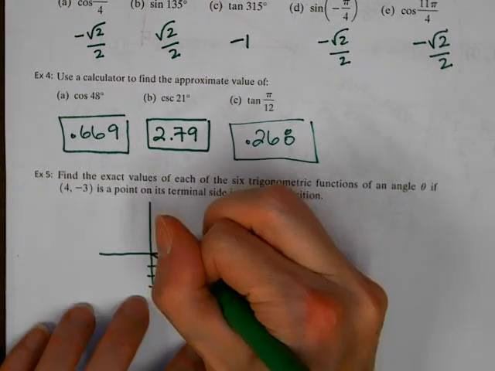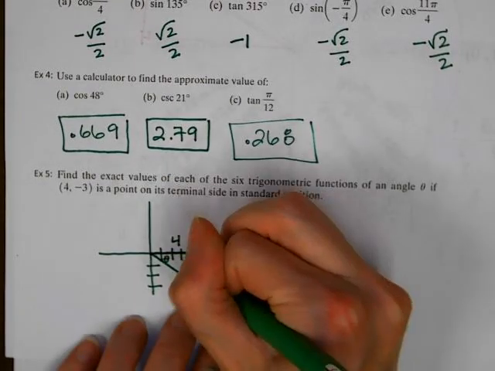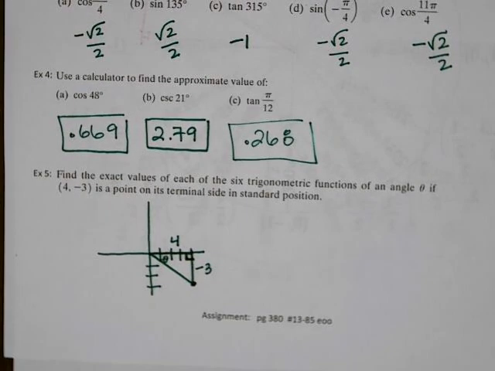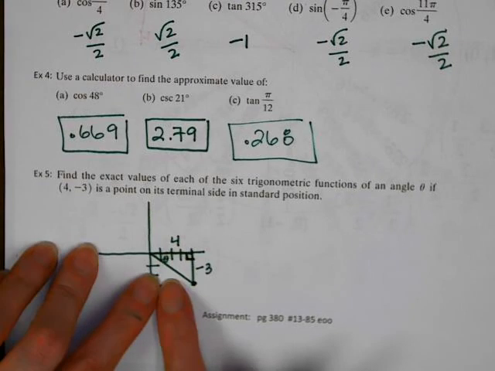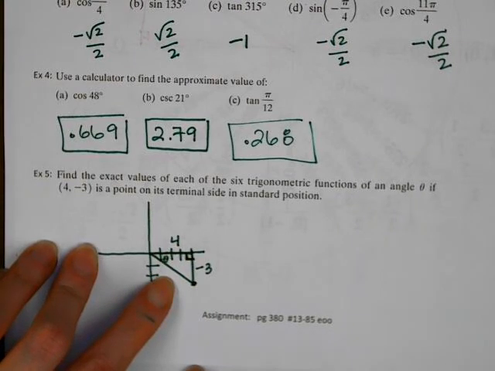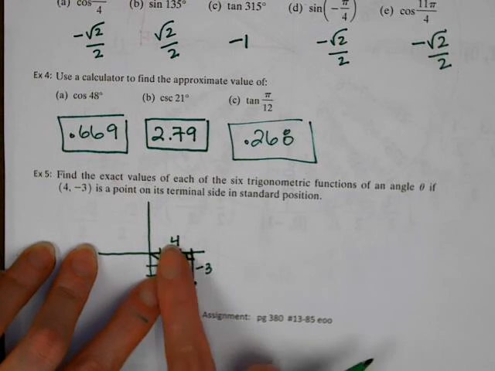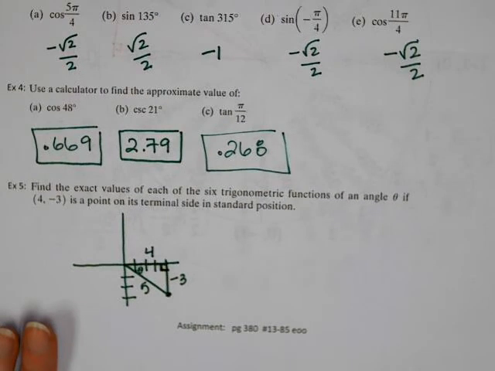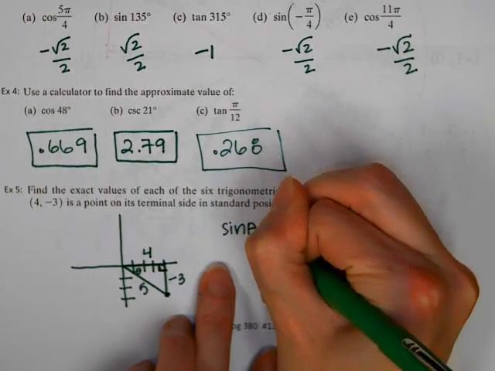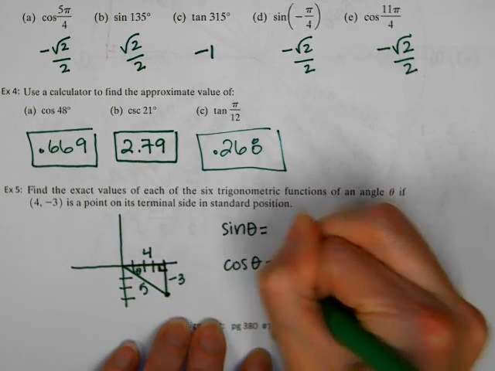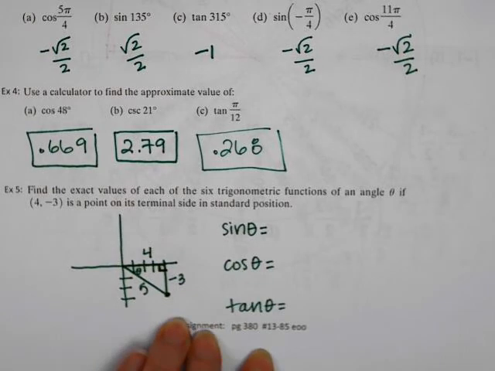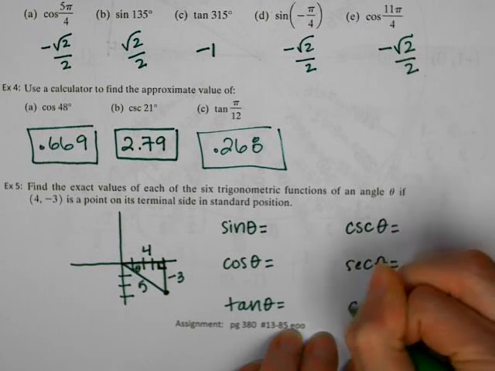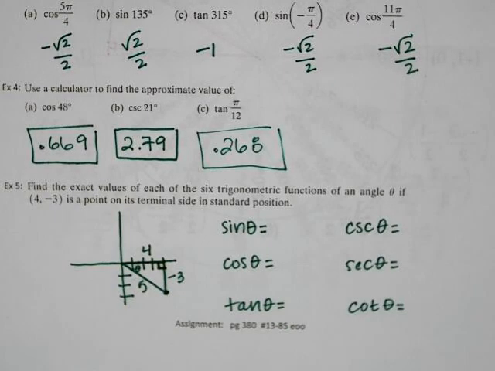All right, so what do we know? We know that the x value is 4 and the y value is negative 3. They want to find all 6 trig functions. So let's start by doing Pythagorean theorem to get this side here. So a squared plus b squared equals c squared. It's a 3, 4, 5 triangle, right? So we know that that's 5. Okay, so this is going to be a lot of work. They want the sine ratio, the cosine ratio, the tan ratio, and then they want the reciprocals, the cosecant, the secant, and the cotangent. They want all 6.